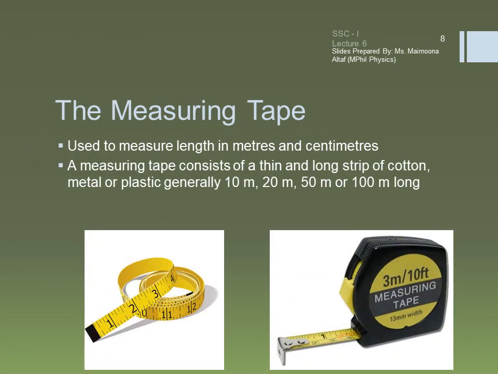Now we will discuss the second type of the length measuring instrument, which is the measuring tape. Measuring tapes are used to measure the length in terms of the meters and in terms of the centimeter. A measuring tape consists of a thin and long strip of cotton, metal, or plastic, which is generally of 10 meters, 20 meters, 50 meters, or even 100 meters long.